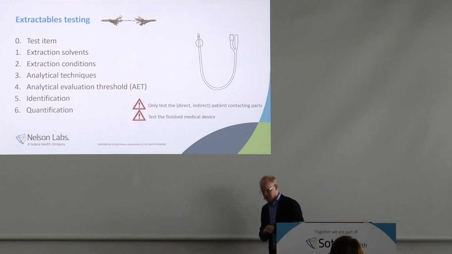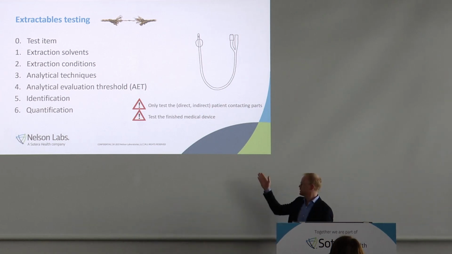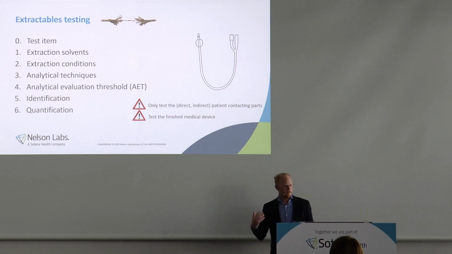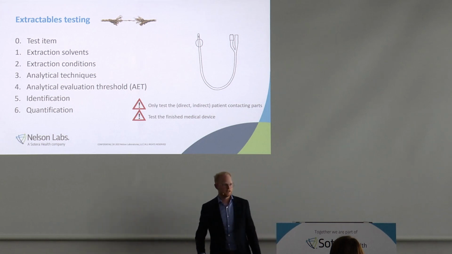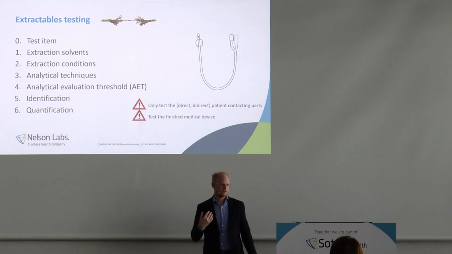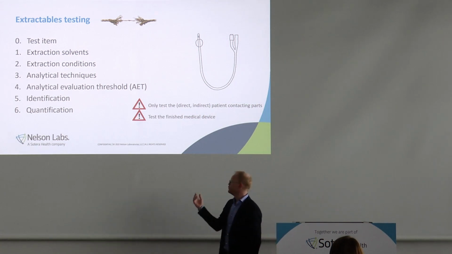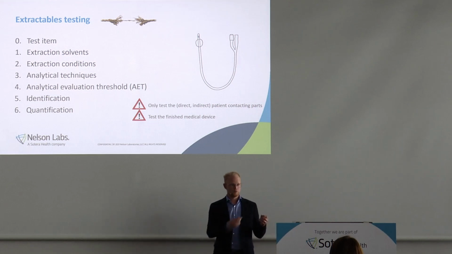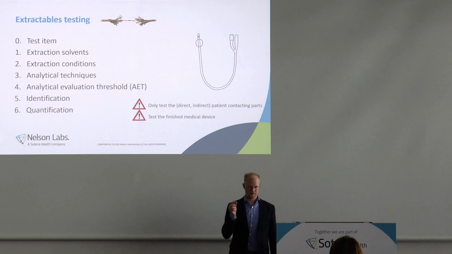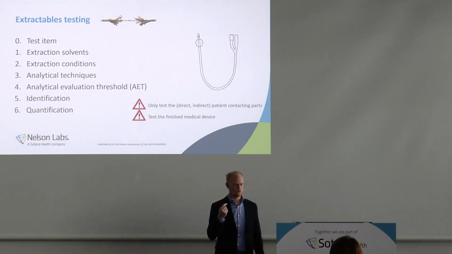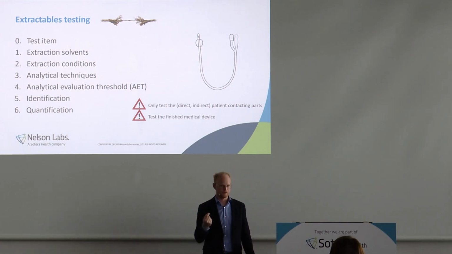When we go into an extractables study, there are a couple of parameters that you need to cover in designing a study. Six, but we added number 0 as well, the test item, what we call the device itself. There are parts of a design that may not be relevant for chemistry testing. If you have an infusion set, a piece of tubing through which a saline solution or a drug product is flowing, many times there's the plastic clip to clamp the tubing to stop the flow.